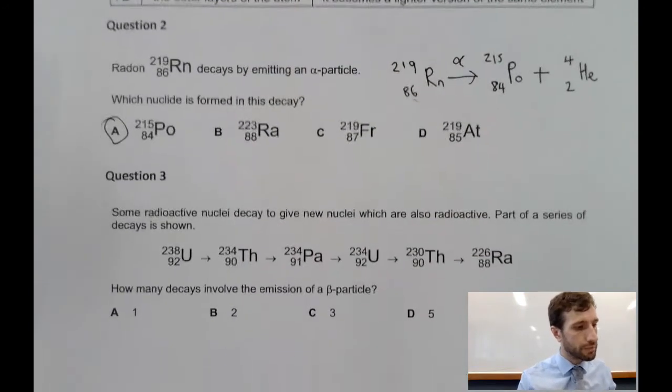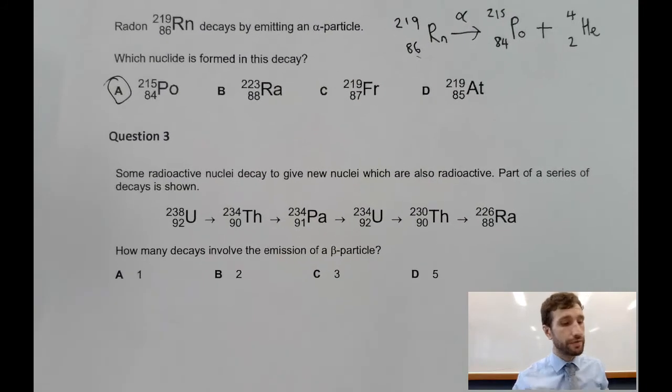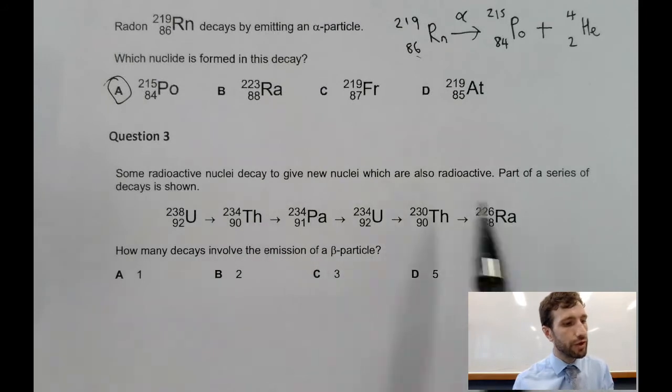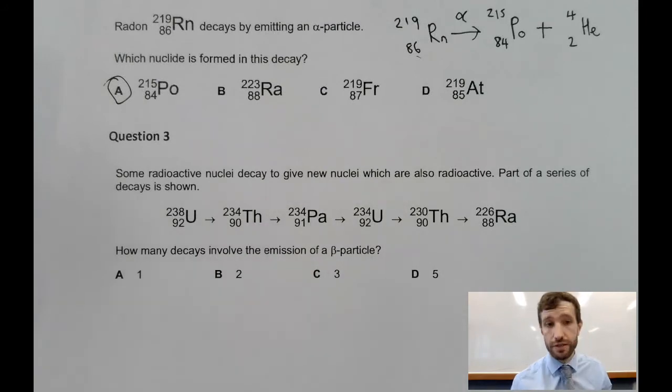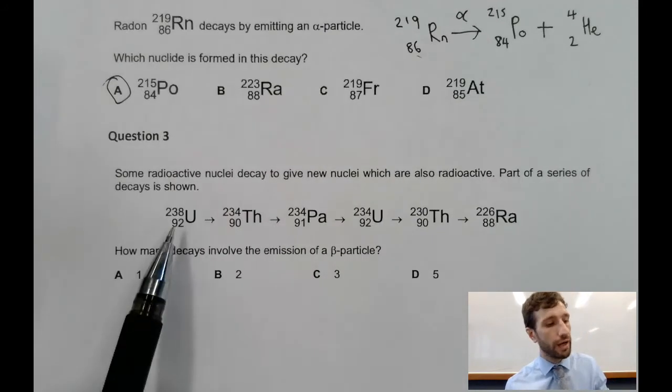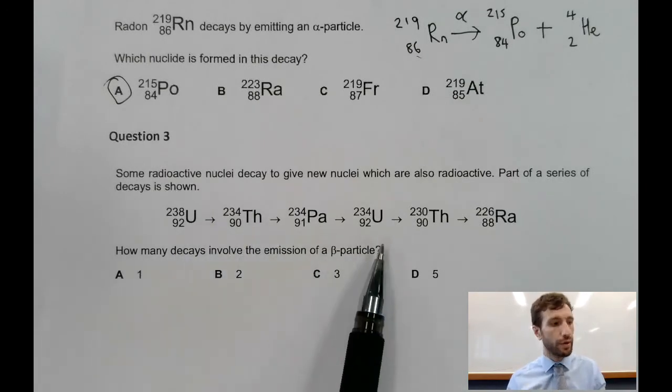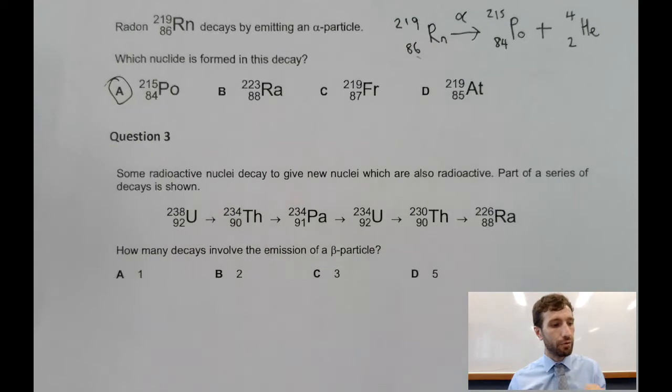Okay, next one. Last one of our decay equations for this quiz. We've got radioactive nuclei decaying to give new nuclei, which are also radioactive, and we have a series of decays. This is what actually happens in radioactive decay. We have decay, for example, uranium becoming thorium, becoming something I don't know, becoming uranium again, becoming thorium and radium again. So we've got a series of decays.